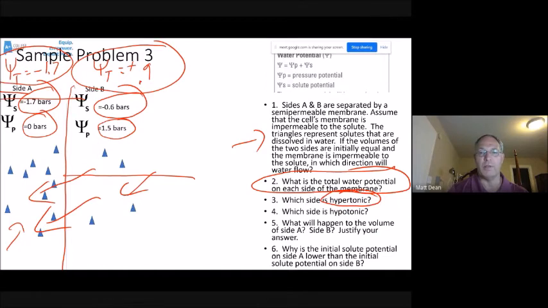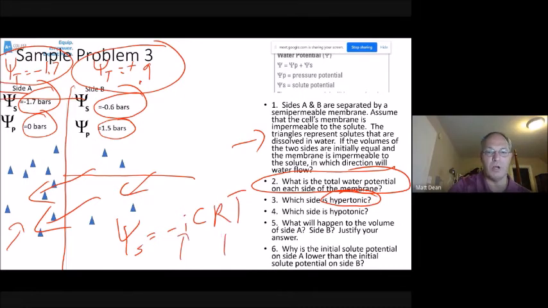And number 6, why is the initial solute potential on side A lower than the initial solute potential on side B? Well, we got to go back to our formula for solute potential. I is the same on both sides. R is the same on both sides. The temperature, we're assuming, is the same on both sides. So what's different is the concentration. The concentration on side A is higher than it is on side B.